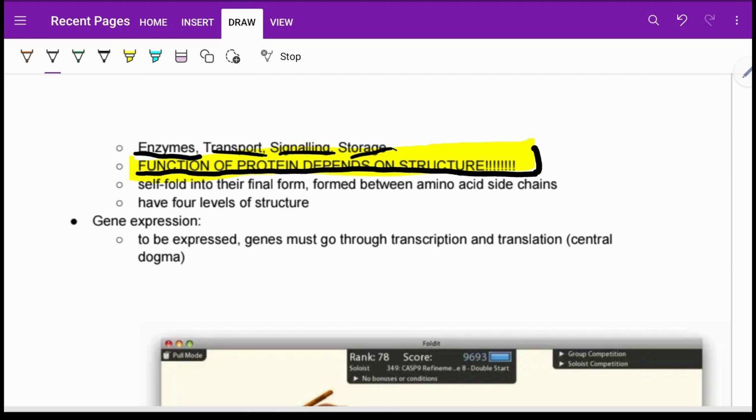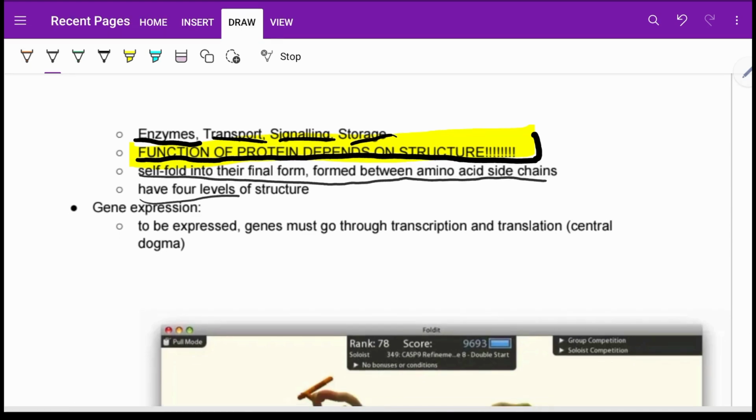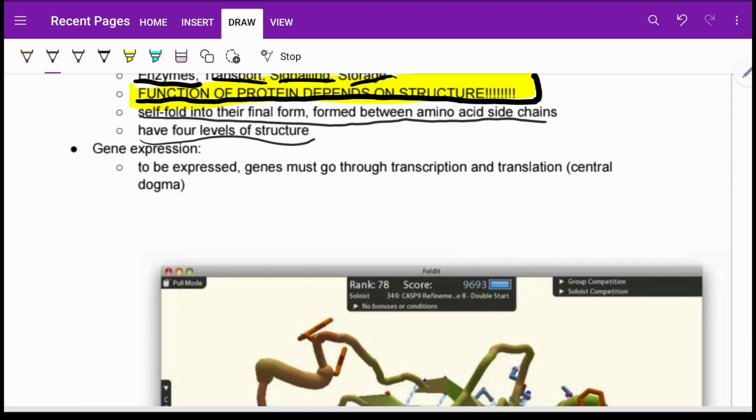And these proteins also self-fold into their final form by different interactions of the amino acids, because some of them will make hydrogen bonds with each other, or they'll make covalent bonds with each other, and they'll just bond together and fold the polypeptide chain into its final form. They also have 4 levels of structure, so they're pretty complex. And basically, this all culminates in proteins being made, and you can see a phenotypic difference.